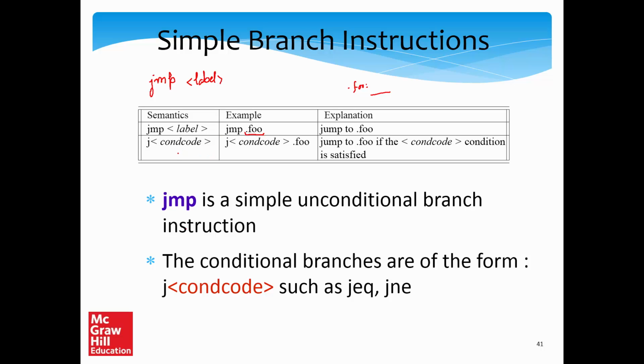x86 also has a lot of conditional branches, and they are very similar. Recall that in ARM and simple RISC, the conditional branches were of the form B followed by the condition code.